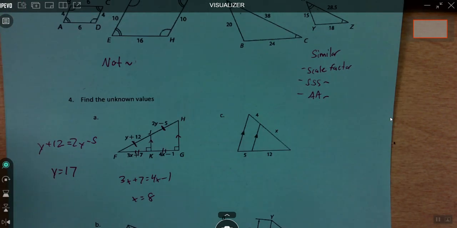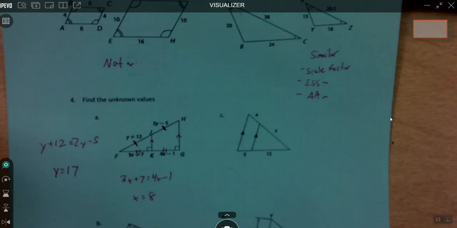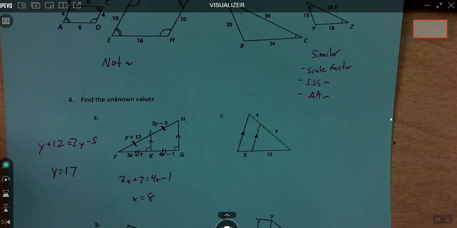All right, what about C? I'm going to go over C. I got two parallel lines. What theorem am I thinking about now?